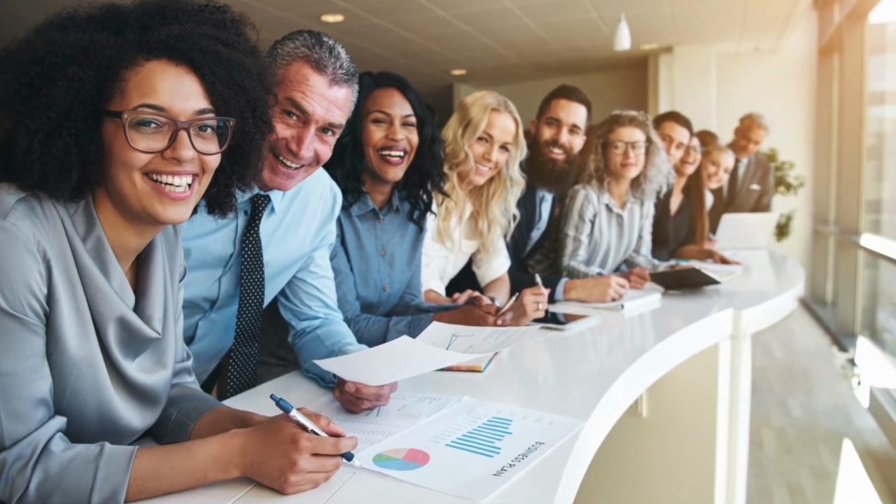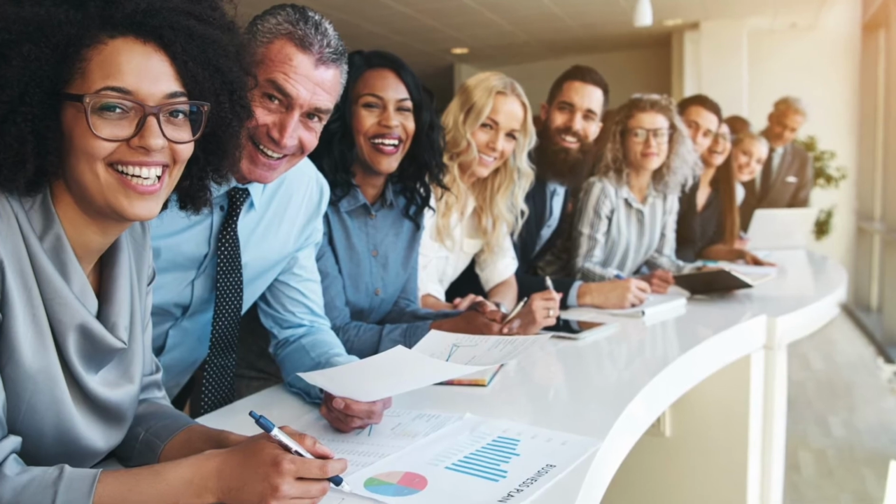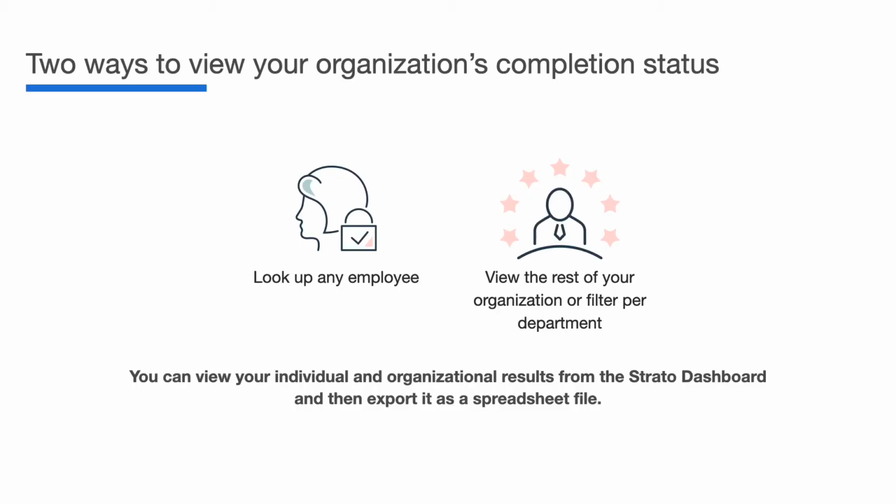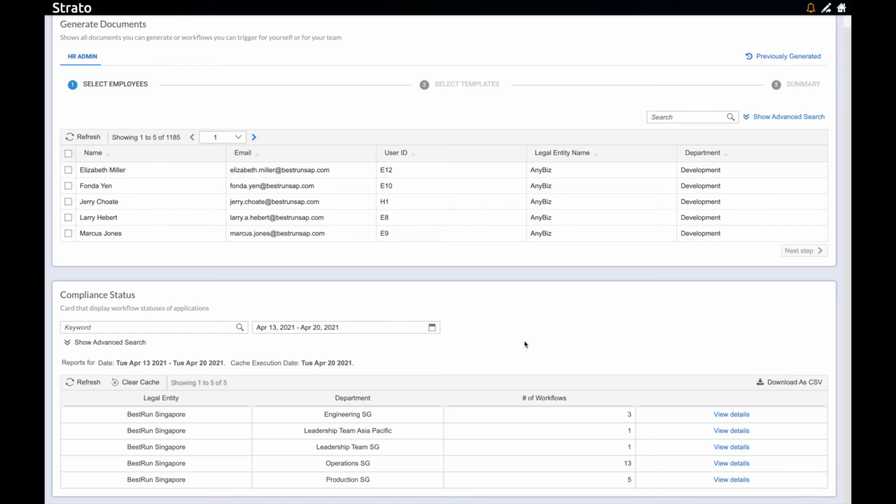What if you'd like to see the status across your organization? Doing this the traditional way would take hours from HR and the employee's time, but with STRATO it only takes a few clicks within the span of a few minutes. The HR administrator can easily generate a report to show compliance status across the organization or per department.